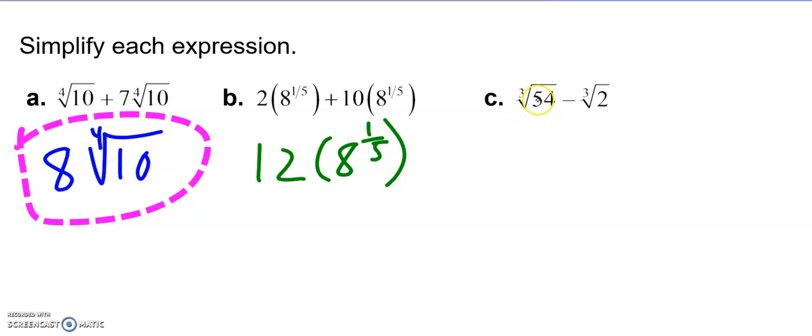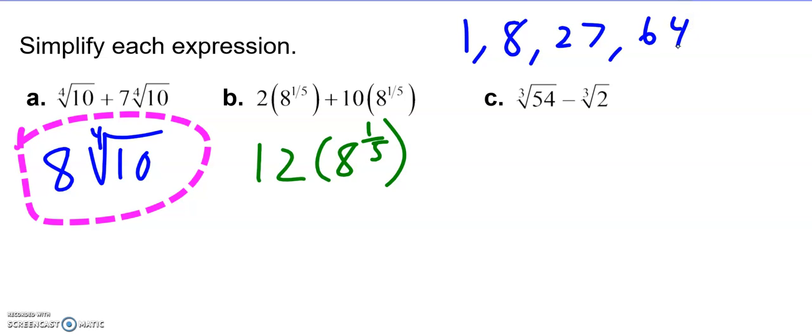Okay, next one. Now these aren't the same. So am I done? Well, if this was x minus y, I would be done. But because we're dealing with radicals, I do want to see, can I break this down? Right? And so I think about, okay, well, 54, what are my perfect cubes again? So I've got 1, I've got 8, I've got 27, I've got 64. Okay, that's already too much.